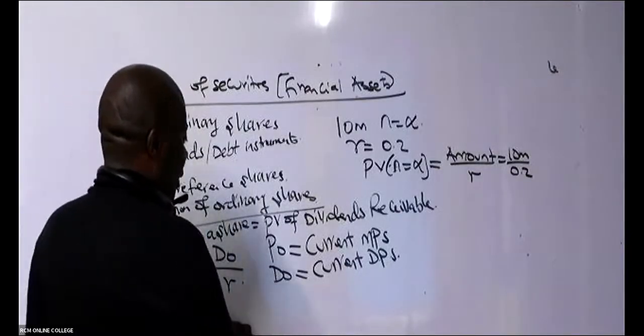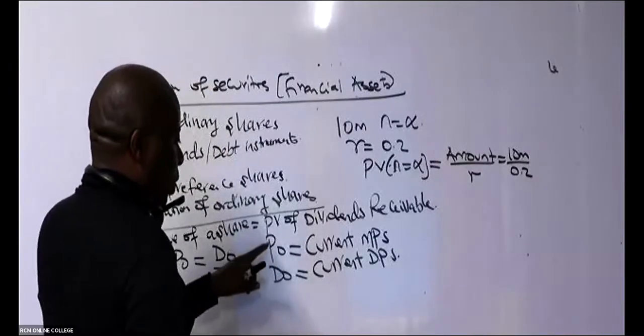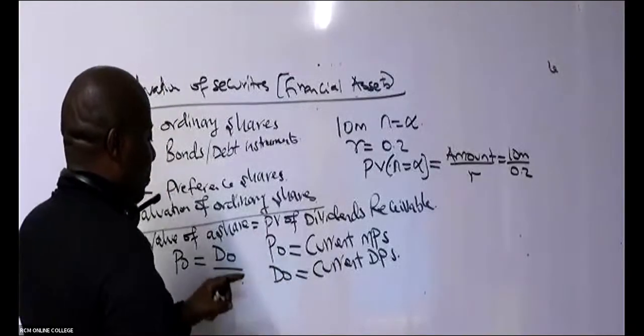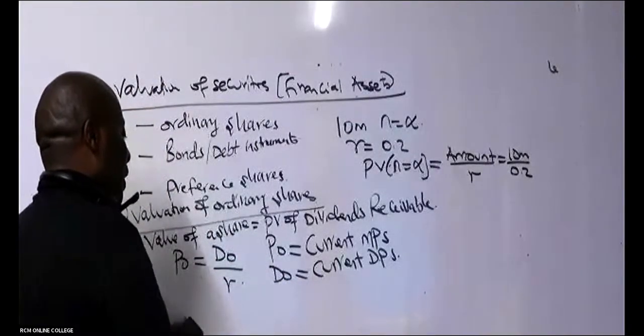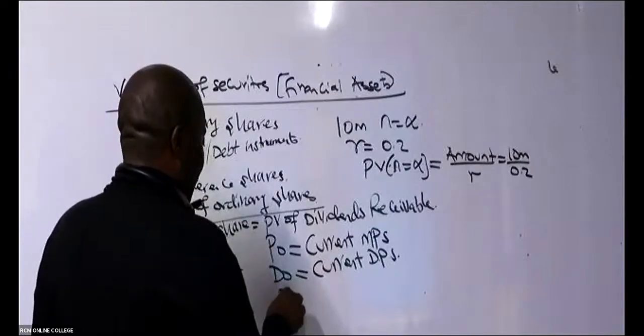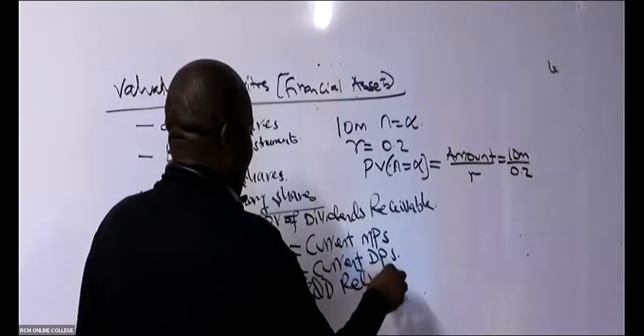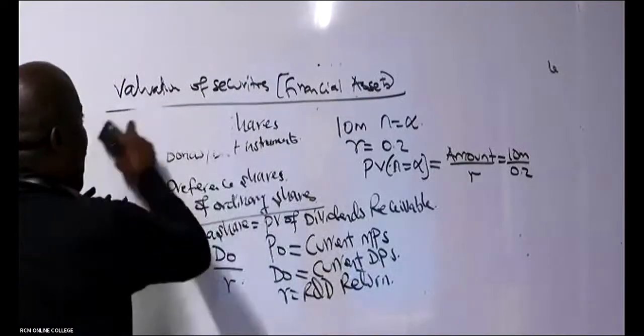Yeah. So then we have P0 stands for current market price per share, D0 is the current dividend per share, and then R is the required return.